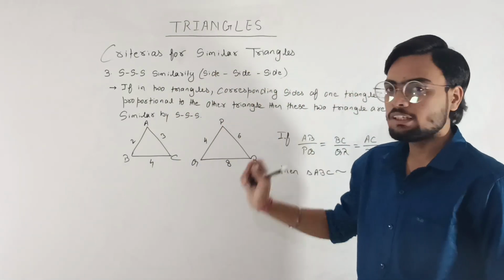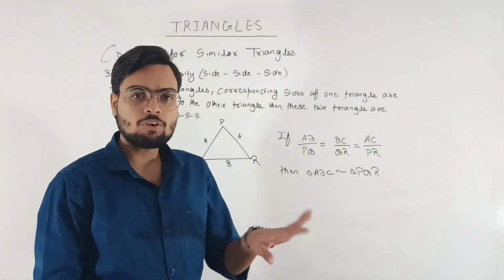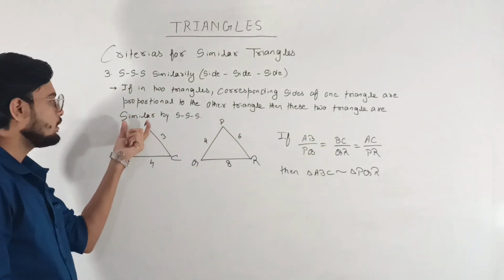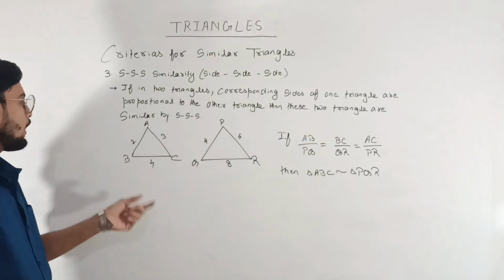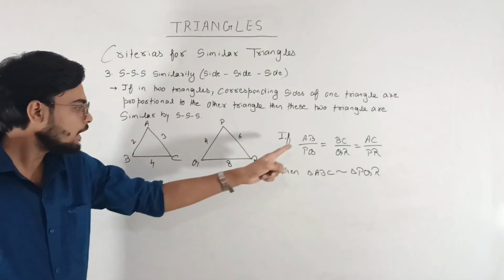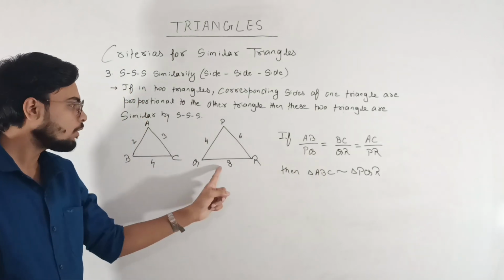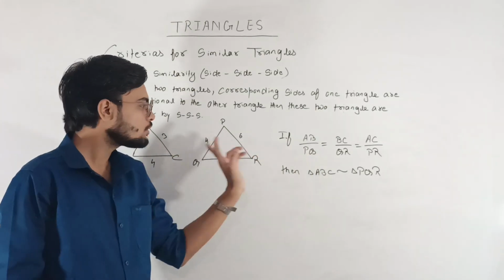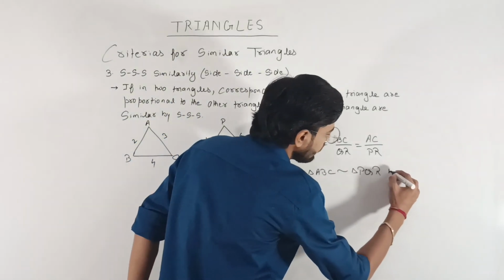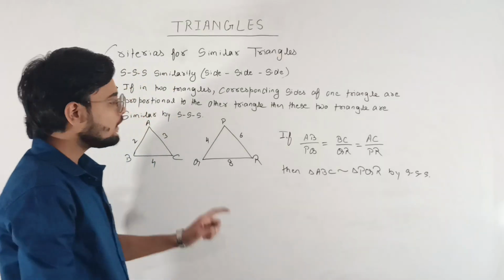Let's move towards our next criteria, which is SSS similarity, that is side. This criteria says: if in two triangles the corresponding sides of one triangle are proportional to the sides of the other triangle, then these triangles are similar by SSS. Now look here, I have one triangle ABC and one triangle PQR. If AB upon PQ is equal to BC upon QR and AC upon PR, then these two triangles are similar by SSS, that is side. Got it?